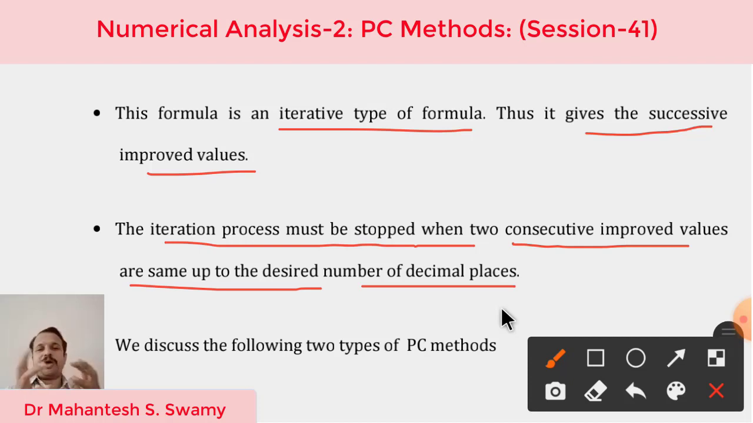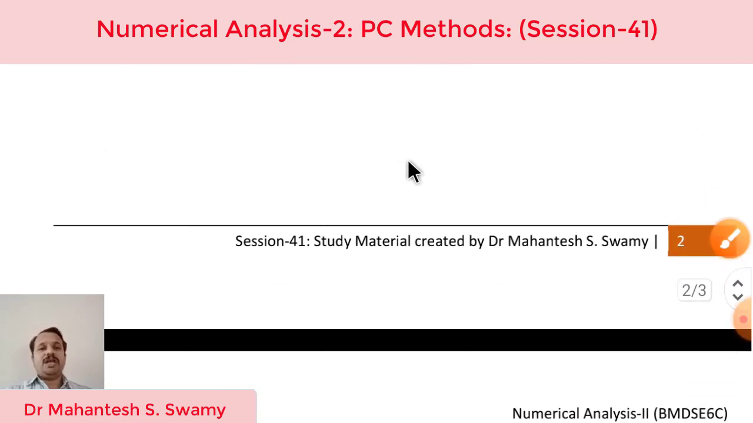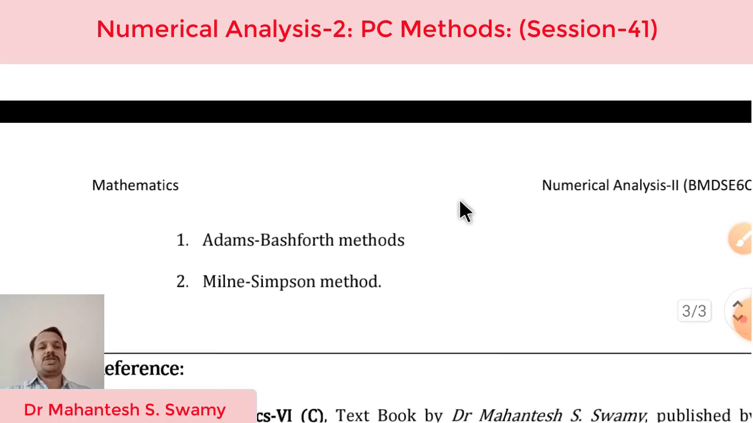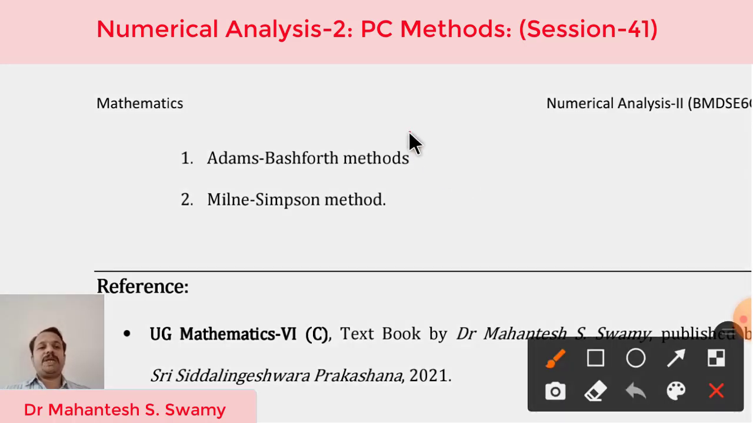So I hope you understood all these things as far as multi-step methods and predictor corrector methods are concerned. Now in this chapter, we are going to discuss two very important methods of predictor and corrector type, and they are the Adams-Bashforth predictor corrector method and Milne's-Simpson predictor corrector method. These are very convenient and very easy methods which we shall discuss in the forthcoming sessions.